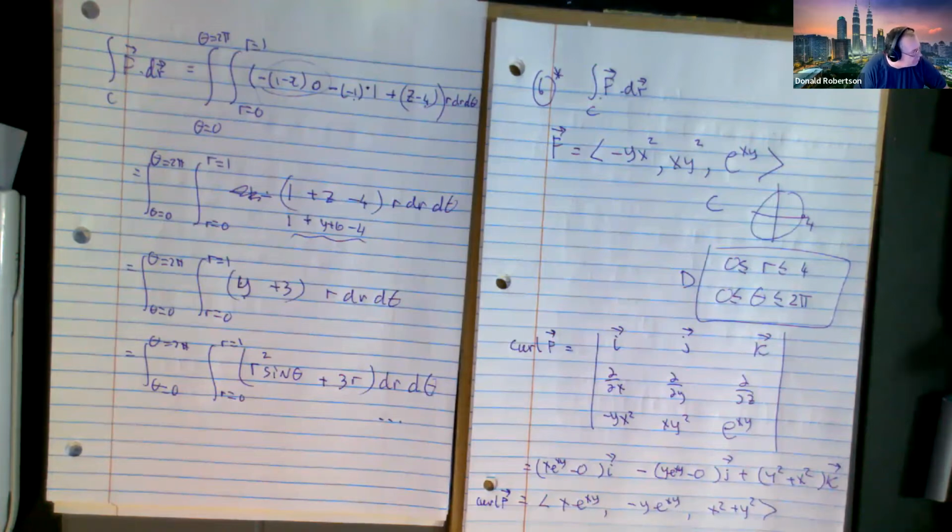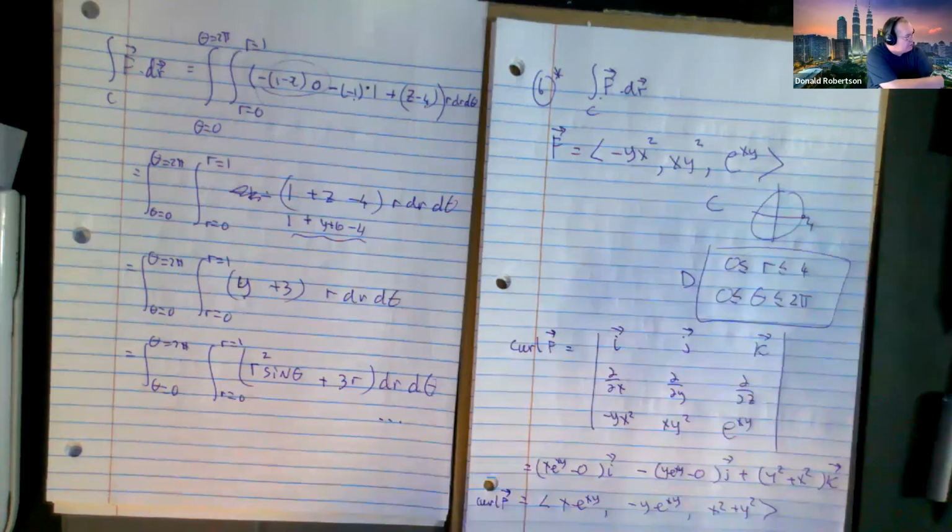C is a circle. So where's my surface? In case I miss something, use Stokes' theorem. Counterclockwise, okay. Function, yep. C is a circle in the XY plane, with center at the origin.